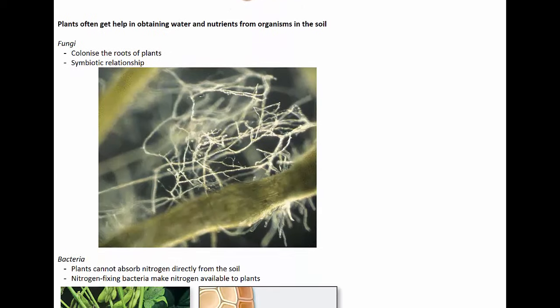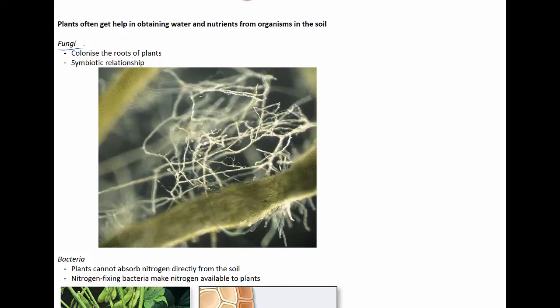Plants often get help in obtaining water and nutrients from organisms in the soil. So, for example, the roots of most plants are colonized with fungi. The plants have a symbiotic relationship with this fungi. The plants provide carbohydrates to the fungi, and the fungi has filaments that spread out and absorb water and minerals that plant roots would not be able to reach.